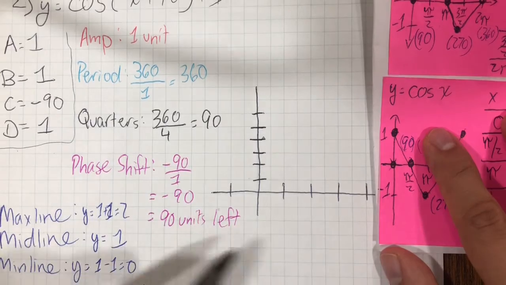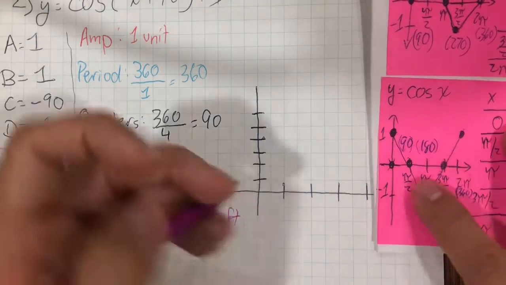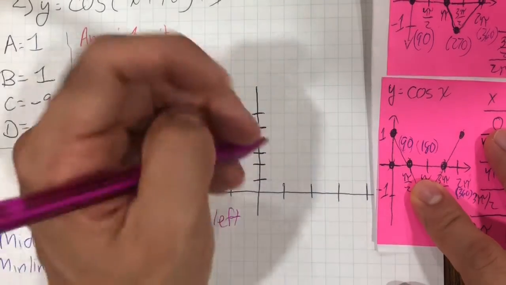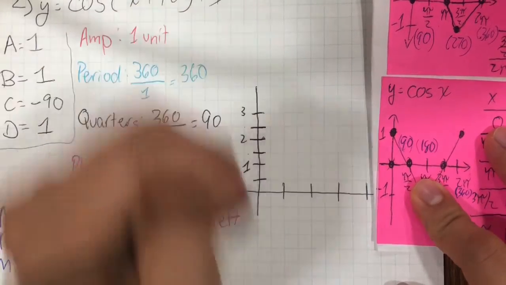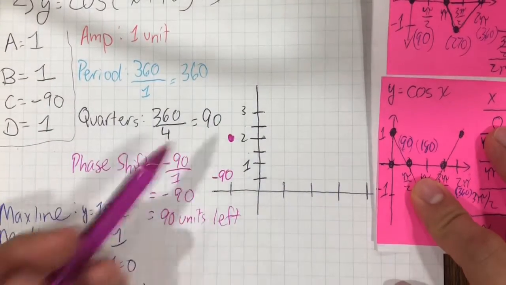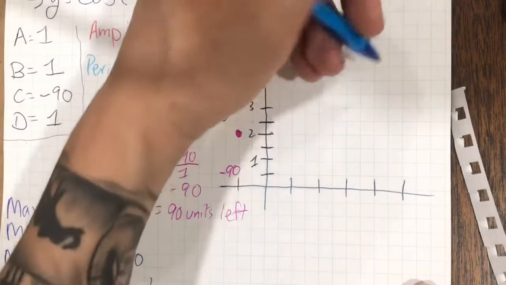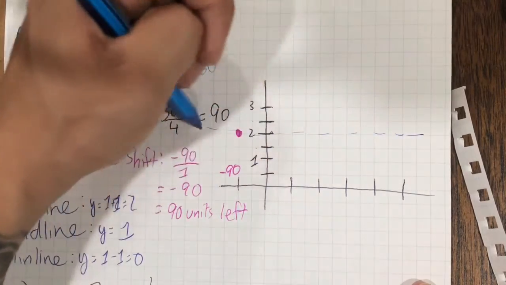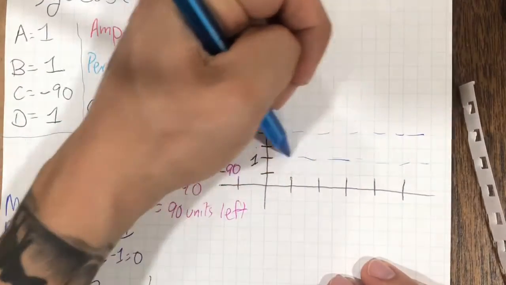All right. So instead of starting at 0, 1, I'm going to start at negative 90 on the left side, so I'm going to write negative 90. And since I'm moving 1 up, I'm going to go from 1 to 2. So I'm at negative 90, 2. So that is my starting point. All right. And let's go ahead and actually draw the lines for the max, the mid, and the min. So this is the max. This is the mid, and this is the min.